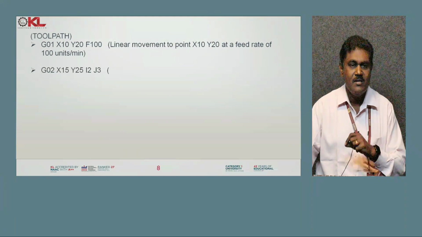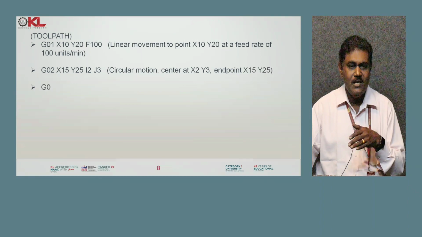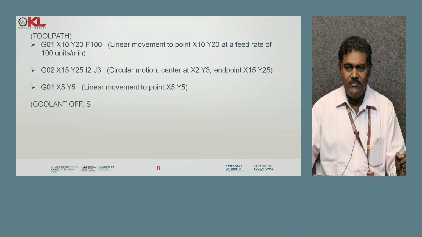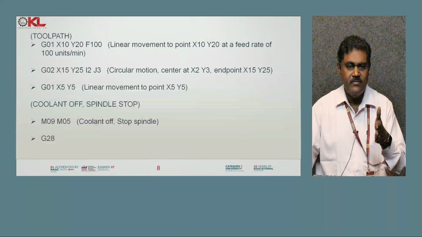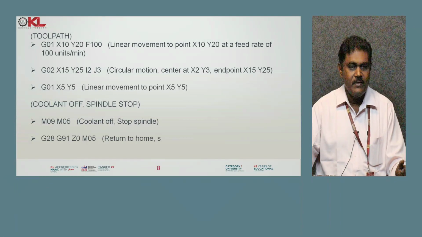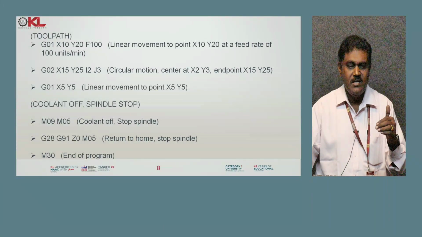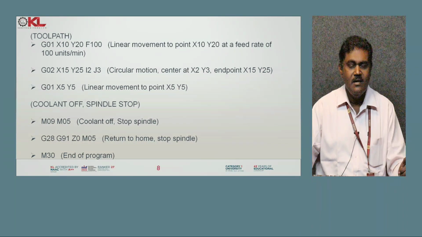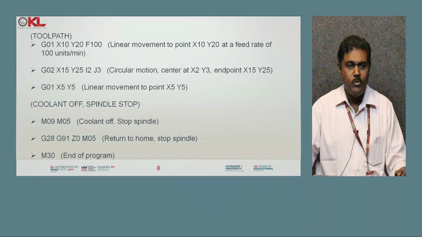the linear movement to point X10, Y10 at a feed rate of 100 units per minute. Similarly, G02 X15 Y15 I2 J3, that is a circular interpolation. Center is at X2 and Y3, and end point is X15 and Y25. G01 X5, linear movement to the point X5, Y5. Then coolant off, spindle stop: M09, M05. G28 G91 Z0 M05, return to the home position, stop spindle. M30, end of the program. So these are the basic structure of the program.